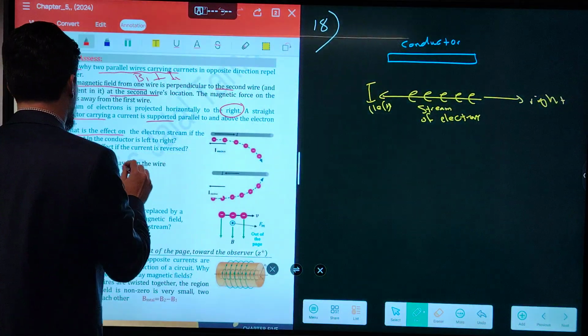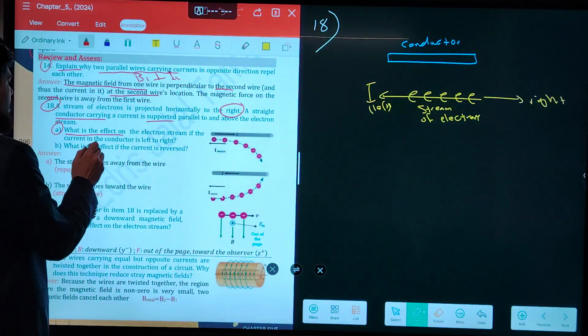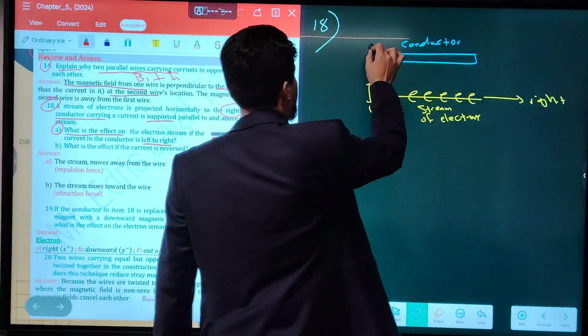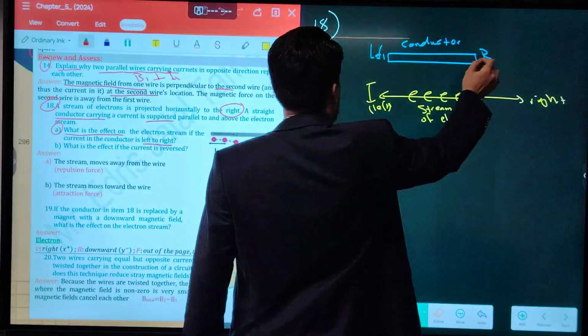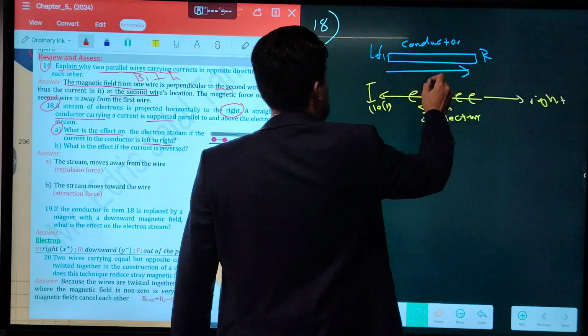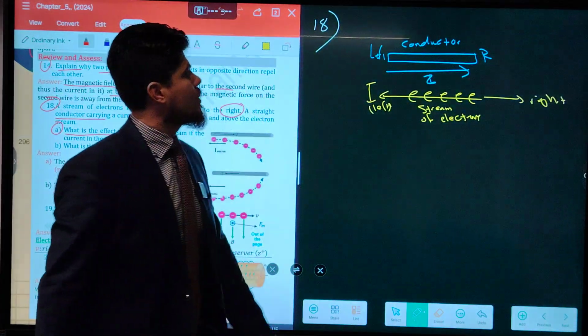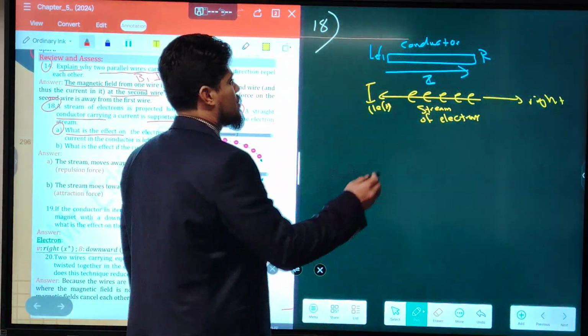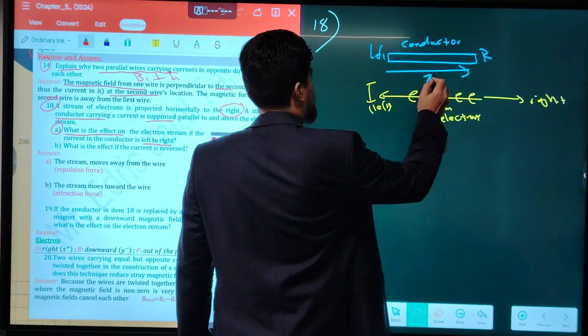Electrons. If the current in the conductor is left to right, this is left and this is right. From left to right means that the current is moving in the right direction. Current directed to the right. Okay?